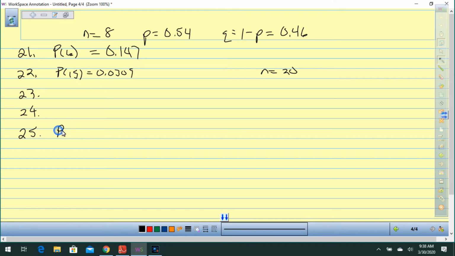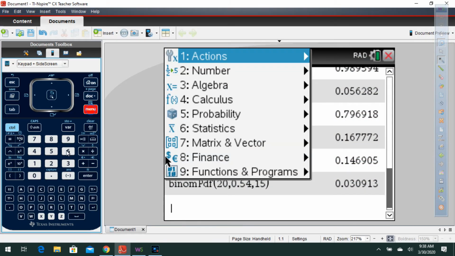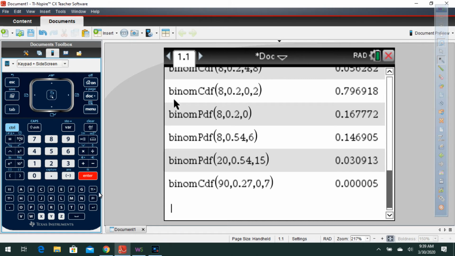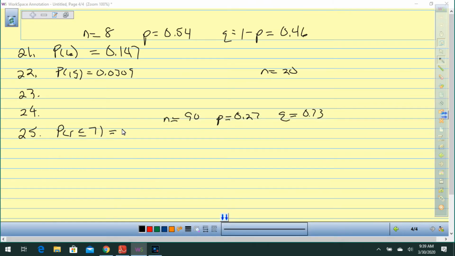So we want to find the probability of getting 7 or fewer, okay? And then N is what? Well, we got 90. P is 0.27. So Q is 0.73. Let's go to our calculator. Menu 6, 5, B. Number of trials, N is 90. Probability of success, 0.27. 0 to 7 is 0.000234, 5 zeros in a 5. Okay.